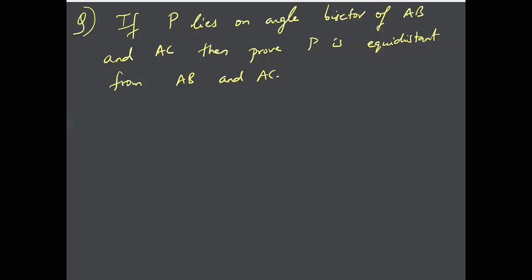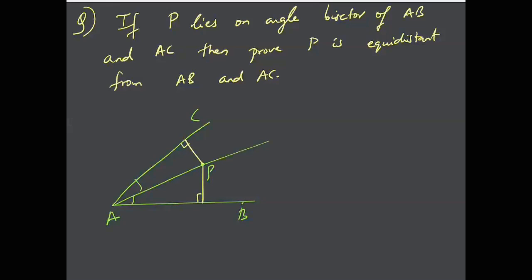Fine, so let us discuss this one. It is given that P lies on the angle bisector of the line segments AB and AC, right? So this is the angle bisector, and this is a point P. We need to prove that P is equidistant from these two line segments. So this is point D and this is point E.